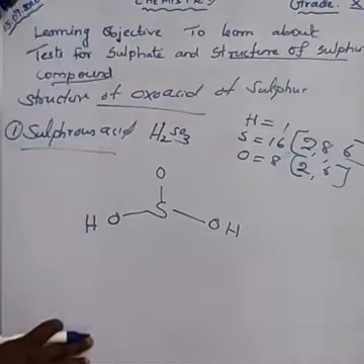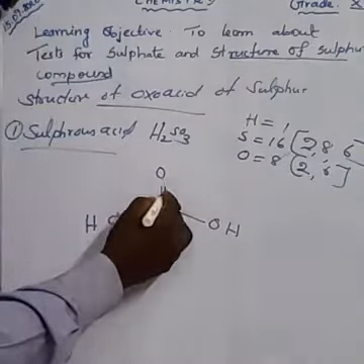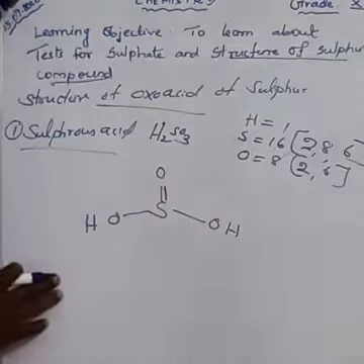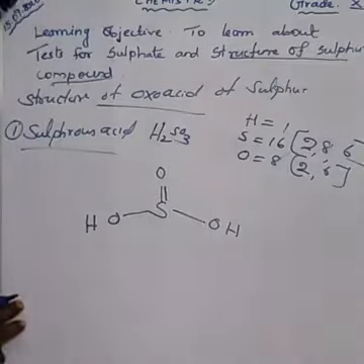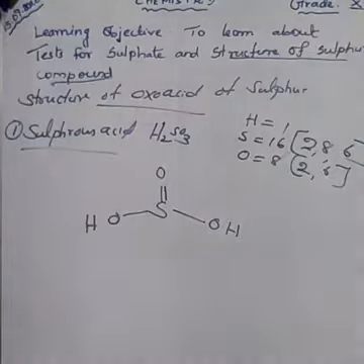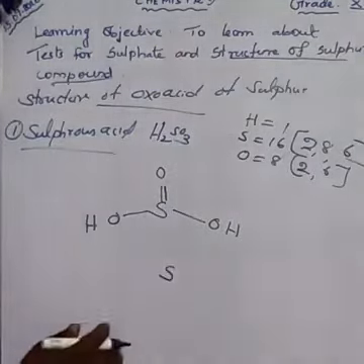Here I have a single oxygen, so make it a double bond. This is the structure of sulfurous acid. How can you draw the electron dot structure? Electron dot structure. That means this is sulfur.